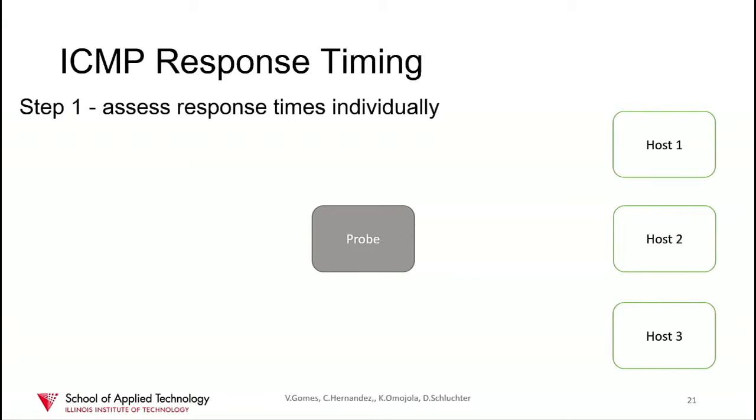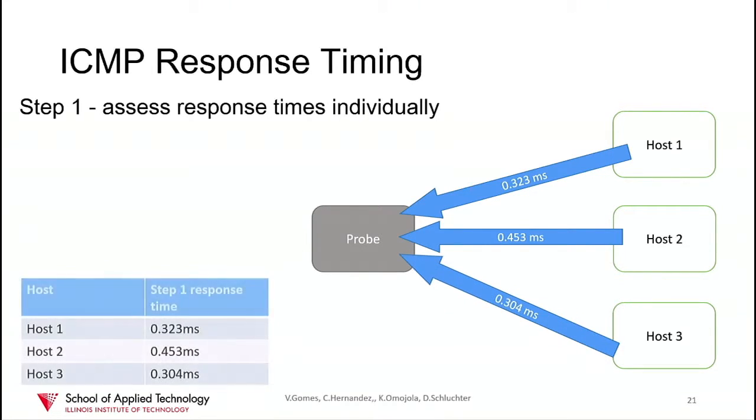In step one, we're going to access the response time individually. So we're going to use a probe machine to execute some pings on each host separately. In this case, we're going to do 500 ping requests and get back the average response time for those hosts. So we're going to repeat that for every host in the network. And as you can see, we got a nice result here.